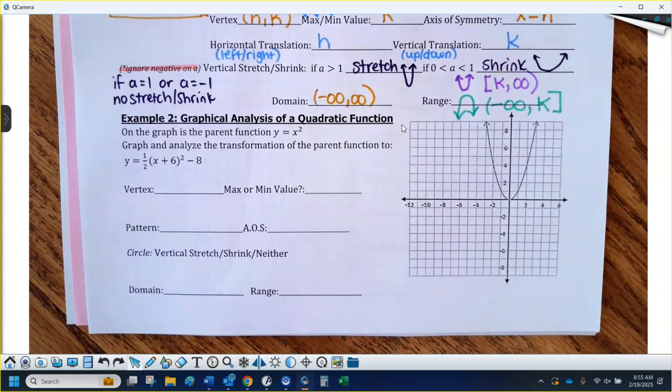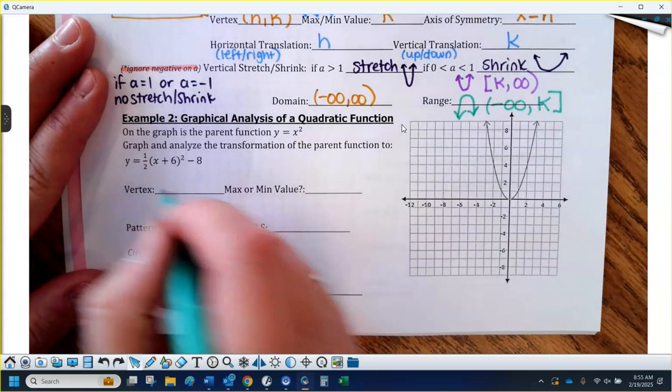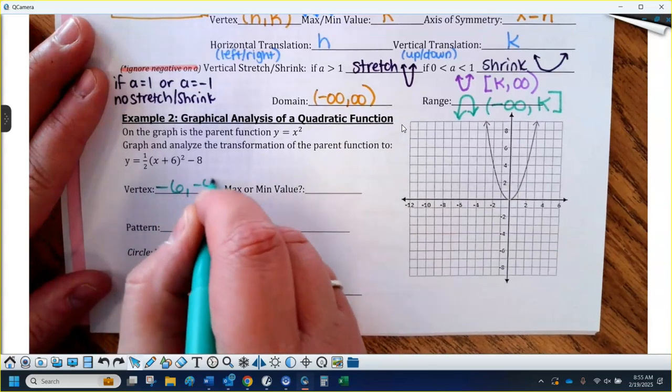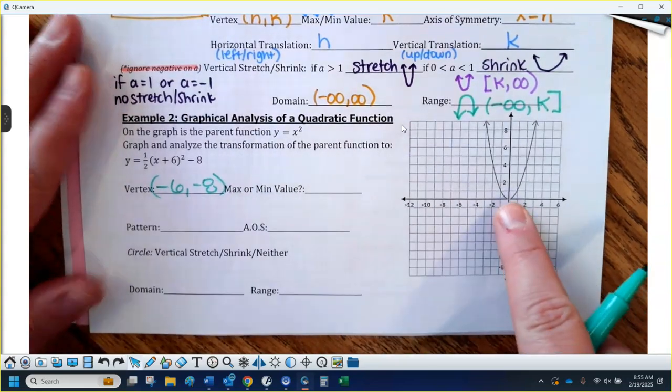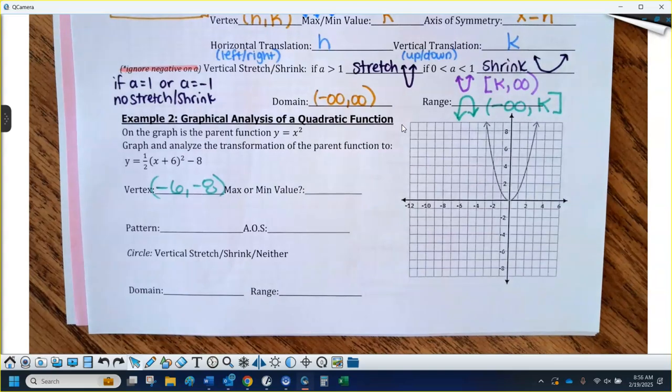So, can anybody look at this equation and tell me what they think the vertex would be of my new graph? If I do 1/2, I've got x plus 6 squared minus 8. What would the vertex be? 0, 0. Not 0, 0. What were you going to say? -6, -8. Okay, now the graph that's on here is 0, 0 because it's just plain x squared, so that's like your parent function. We're just doing this so we can compare them.